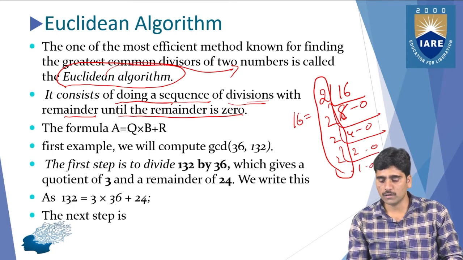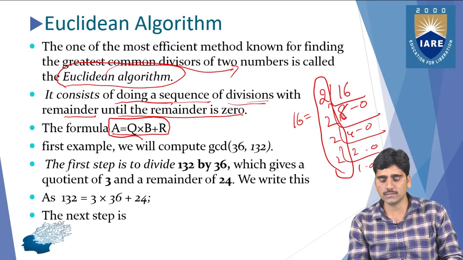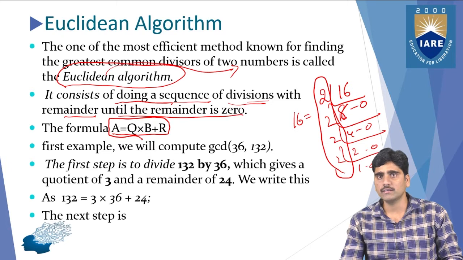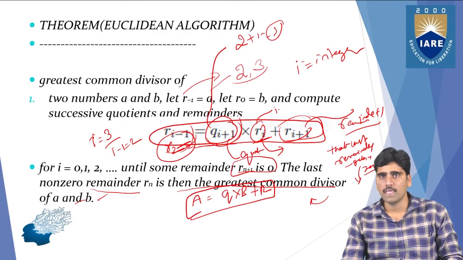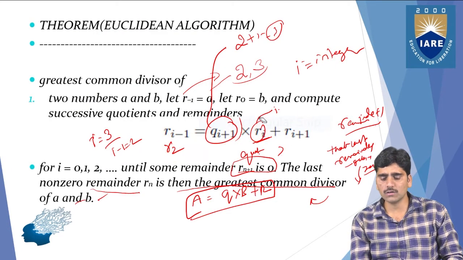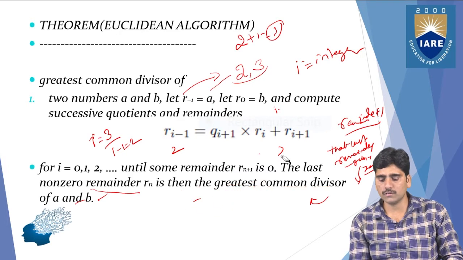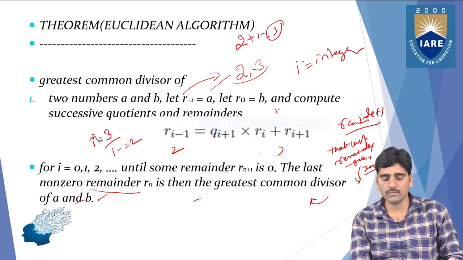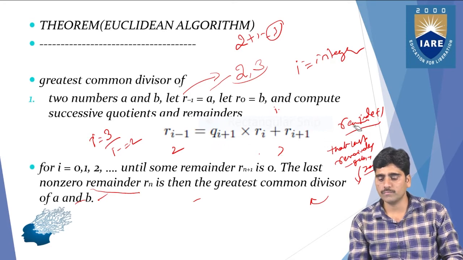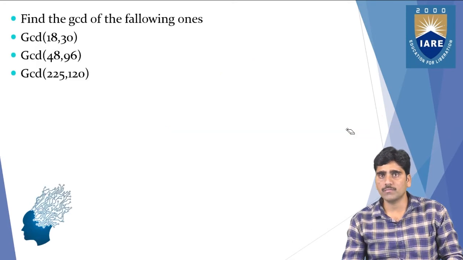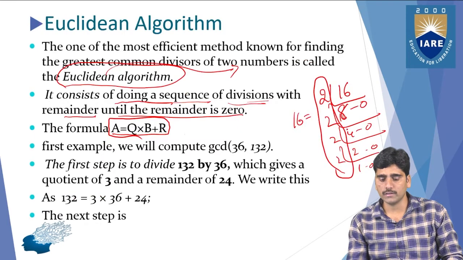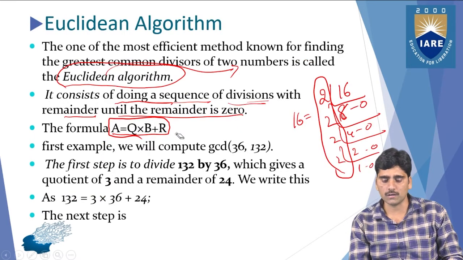So the formula is A equals Q into P plus R. In the previous slide, you can see this is all technical terms, written with the help of real numbers and integers. But here you can modify that as a simple formula: A equals Q into B plus R.